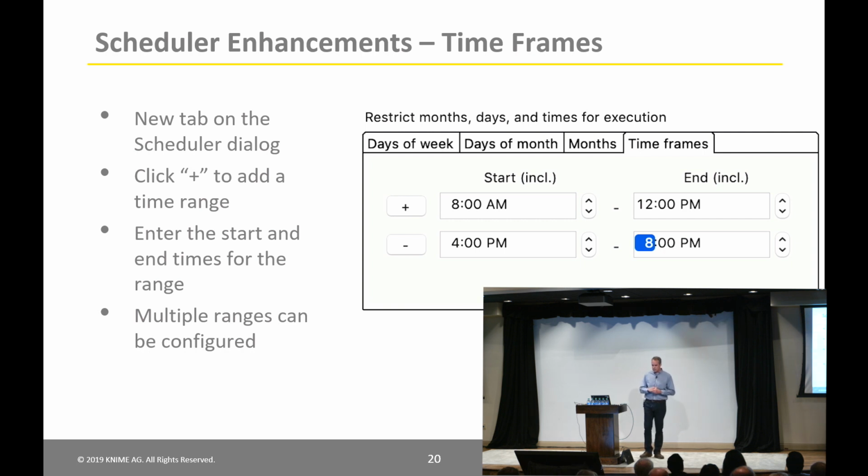And the idea with time frames is this is a new tab on the scheduler dialog. You just click plus, and then you can add these time ranges. For example, I put 8 a.m. to 12 p.m. That means jobs would only run between that time frame. I added another one, 4 p.m. to 8 p.m. So jobs will only run within those 2 time frames. And so this really allows you to get down to a pretty granular level when you want jobs to be able to run. Normally, they just run the full 24 hours.